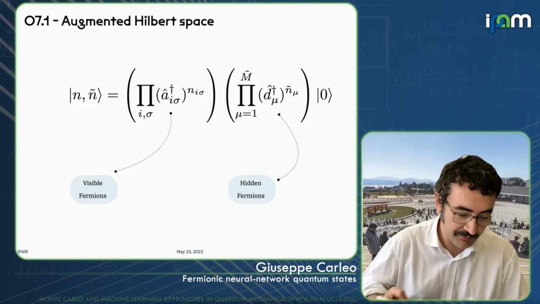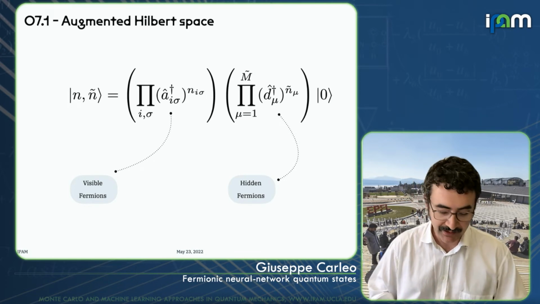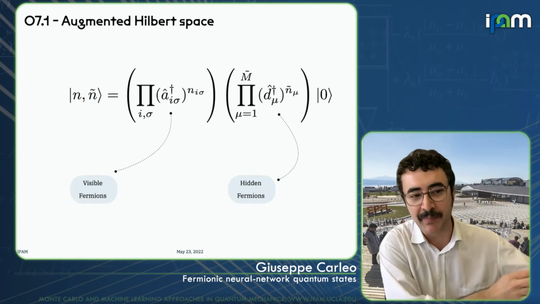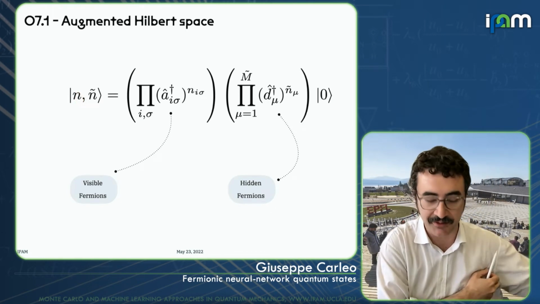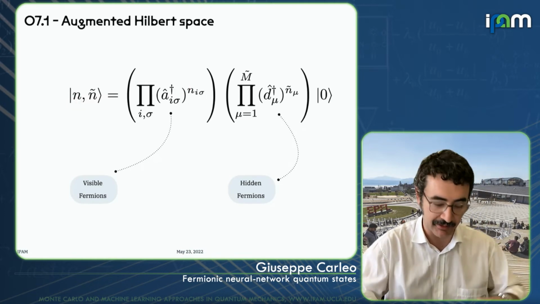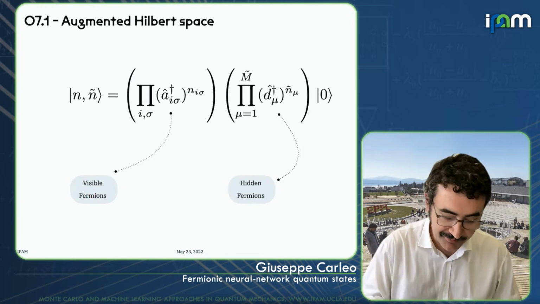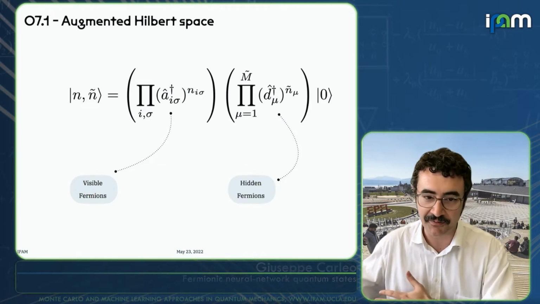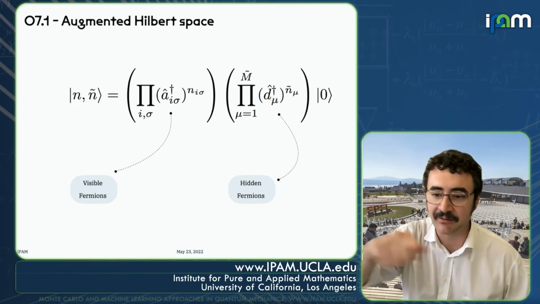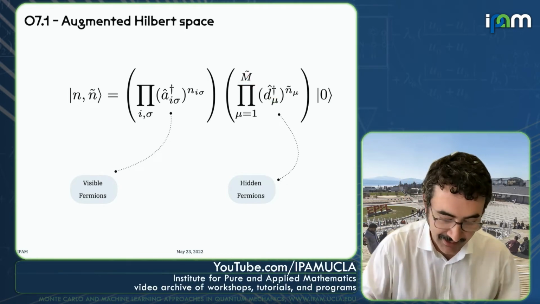The idea is to augment the Hilbert space we are working with. So instead of having only visible fermions, so now I'm going back to second quantization on a lattice, which in this sense means only physical fermions, I now augment my Hilbert space with also some hidden extra degrees of freedom. I will call these extra degrees of freedom D, and these are really fermions that can live in some extra space, and I take M of them.